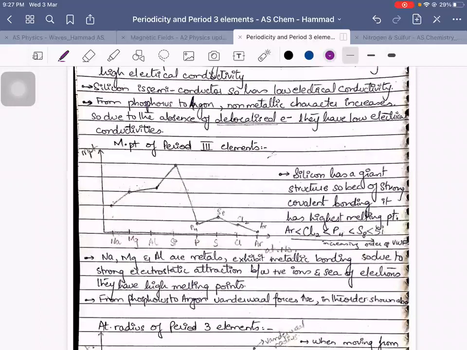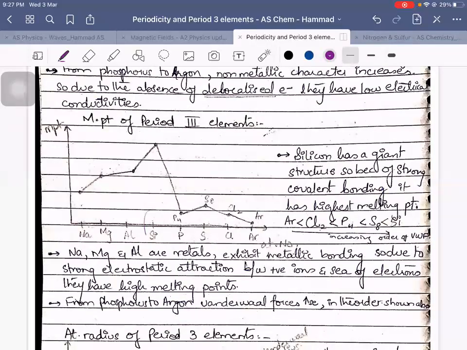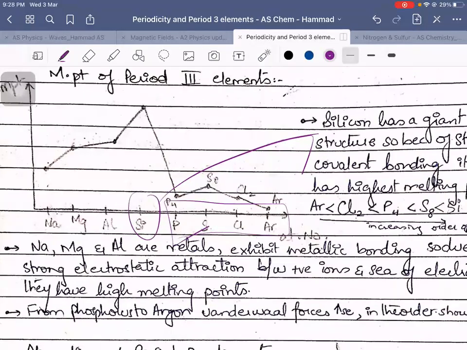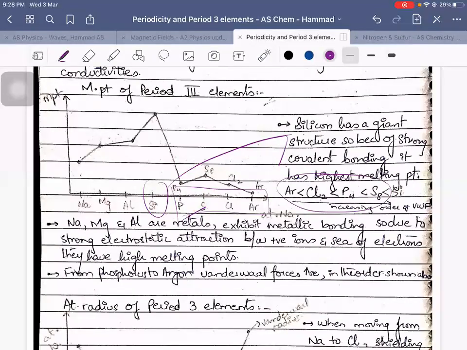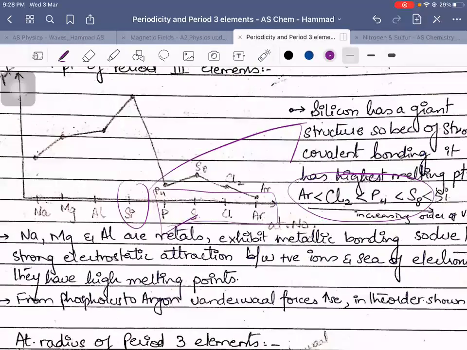Melting point keeps on increasing. Silicon has a giant structure, so because of strong covalent bonds, it has a high melting point. Phosphorus to argon, your covalent bonding increases such that phosphorus is P4, sulfur is S8, and therefore strength of van der Waals forces increases. Therefore, boiling point would increase.